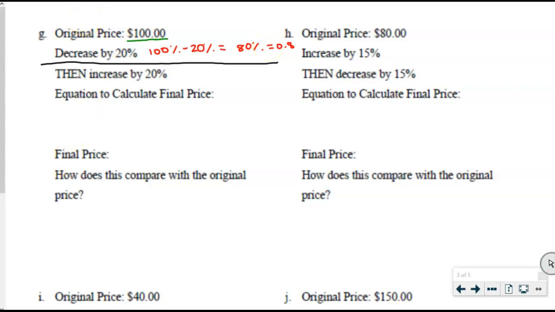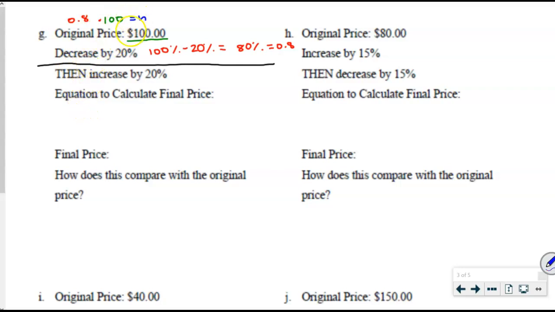Talk with your groups because there should be hands here. How do I do this? Don't worry about the rest of this right now. Just focus on this. If this were the problem, what would you do? Okay, now come back to me. What would you do, Carter? Yeah, we multiply 100 by 0.8. And that is going to give me the new price, right?